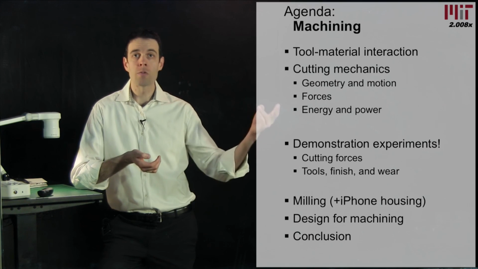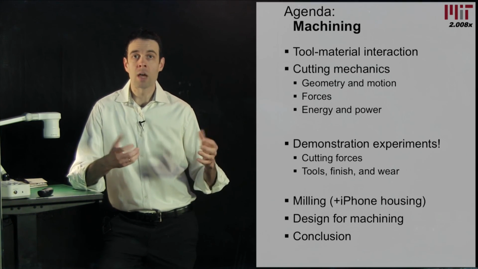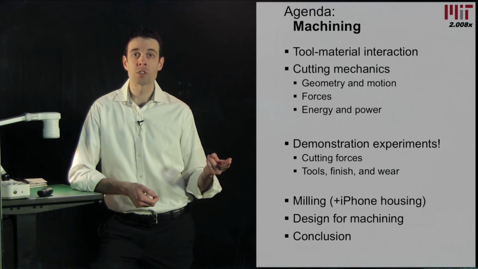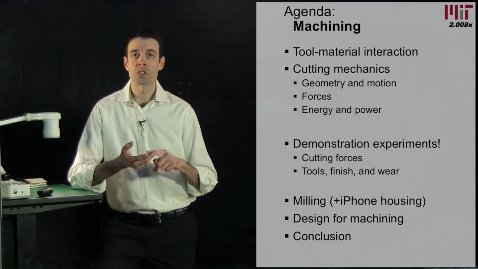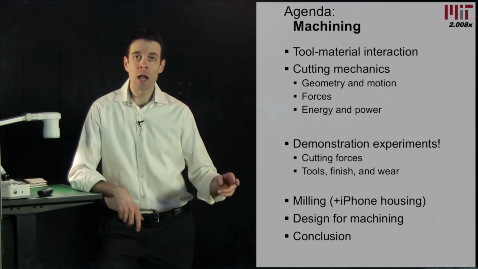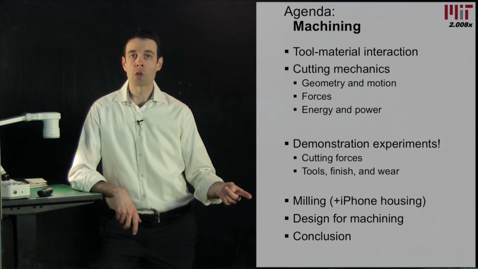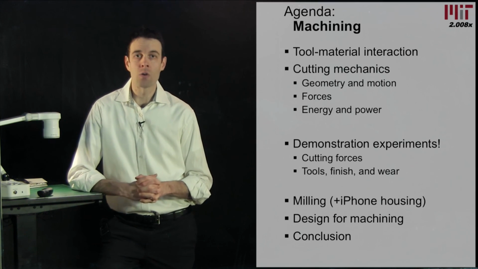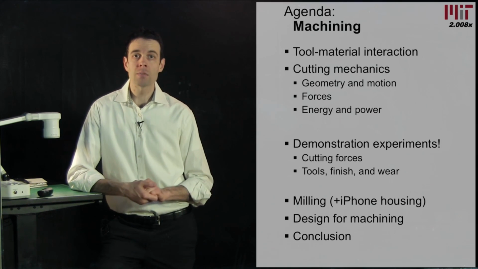Mixed in with the above, we'll do a couple of demonstration experiments where we'll use a lathe and we'll apply different process parameters and, for example, measure the cutting forces and look at the effect of different tools on surface finish and tool wear. And while most of the above will be about turning, then we'll talk more specifically about milling, and we'll look in more detail at the iPhone housing and how it is milled. And then we'll discuss rules for design for machining, and we'll conclude.